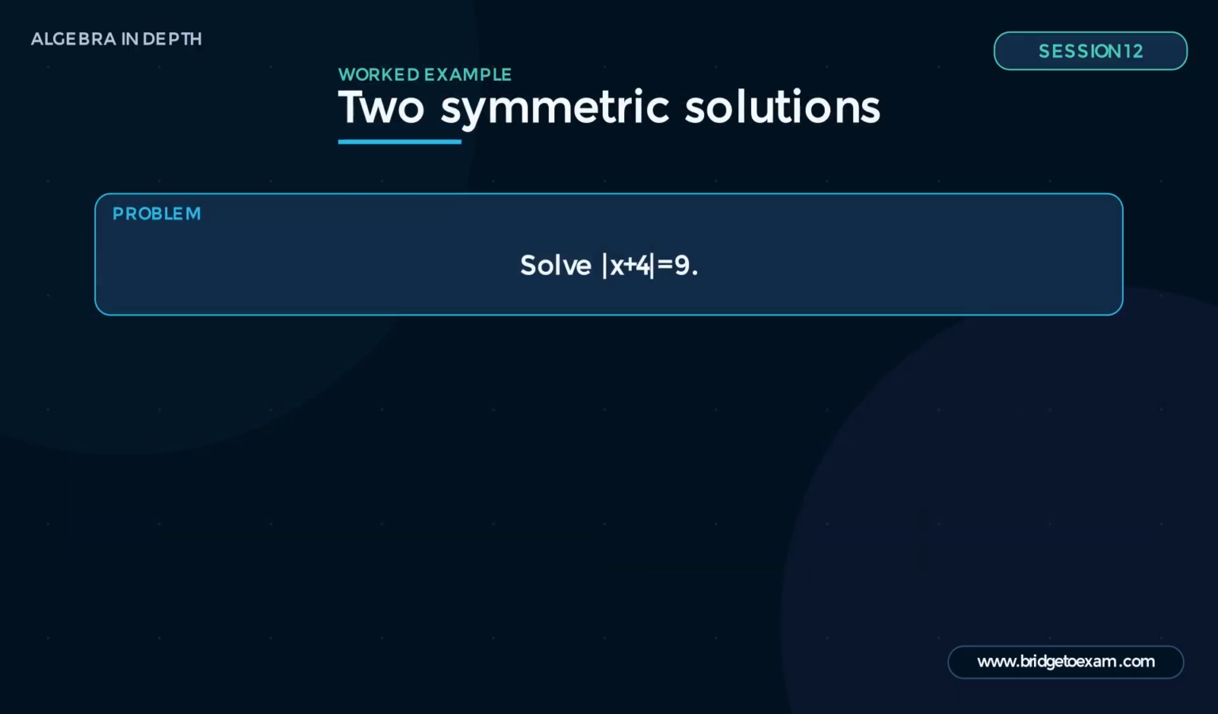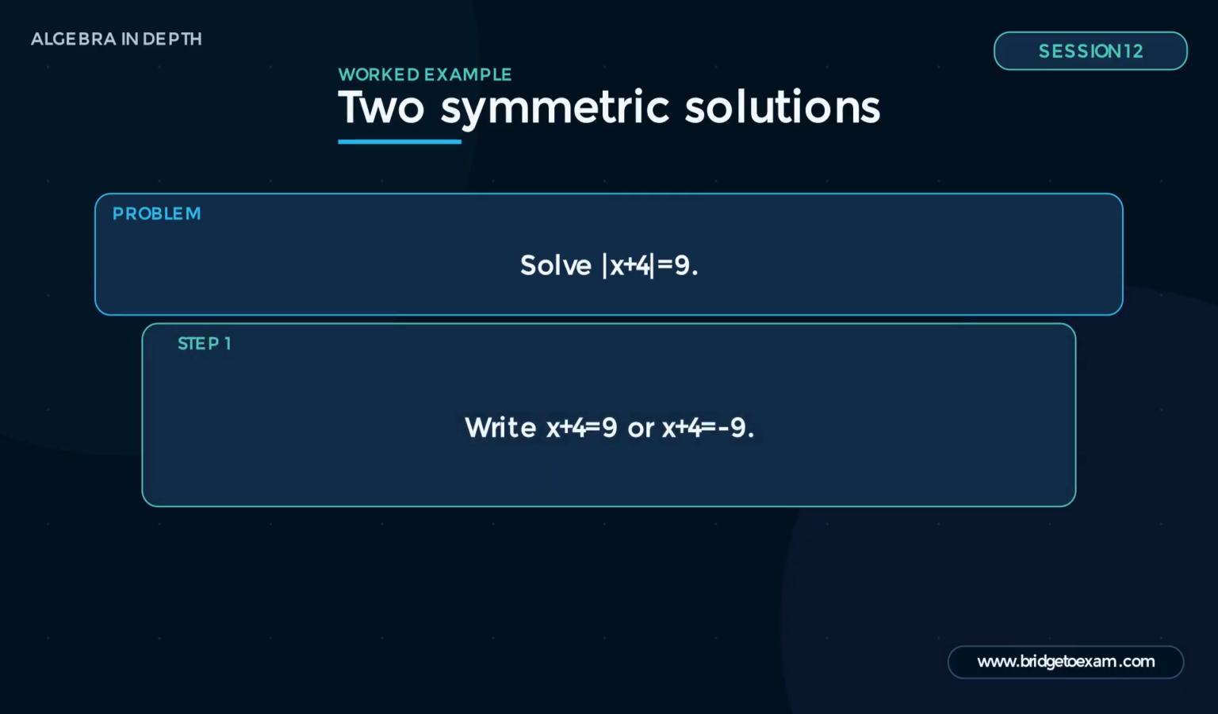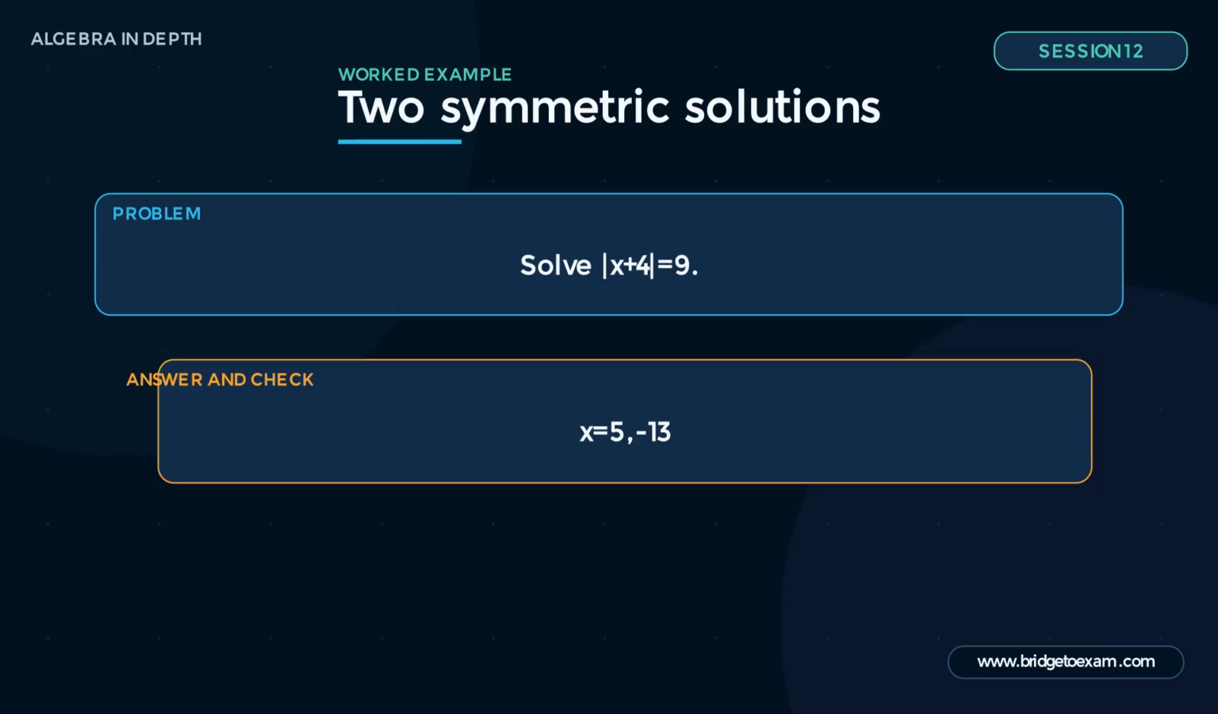Worked example, two symmetric solutions. Solve |x + 4| = 9. Step 1. Write x + 4 = 9 or x + 4 = -9. Step 2. The first gives x = 5. The second gives x = -13. Step 3. Both values place x exactly 9 units from -4. The final answer is x = 5 or x = -13. Check that it satisfies the original conditions and carries the correct units.